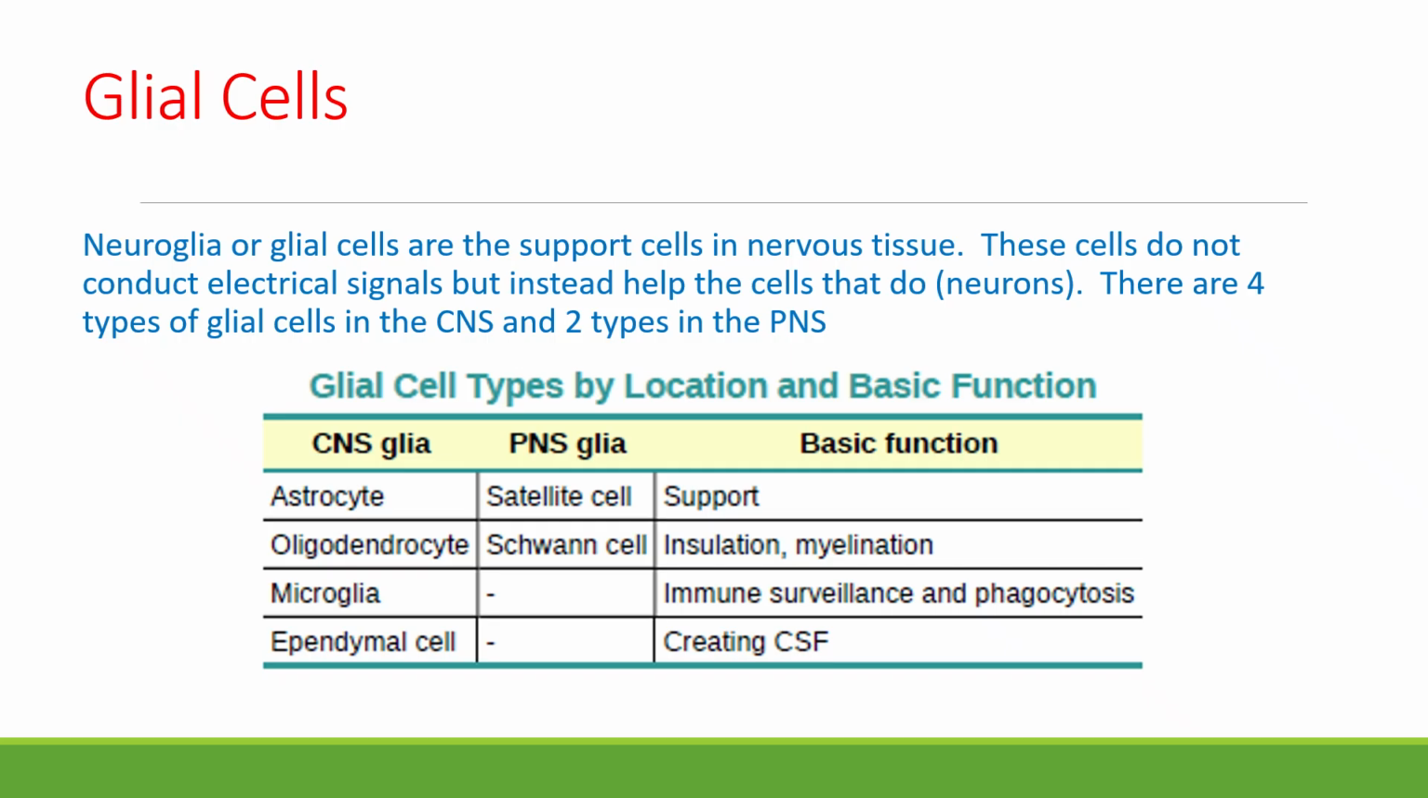This little chart is showing you what the basic function of those are, and you can see that the astrocyte and the satellite cell basically have the same function. It's just found in a different location, one being in the central, one being in the peripheral. And the same thing with the oligodendrocytes and Schwann cells. They basically do the same thing. It's just a difference in where that cell is located.